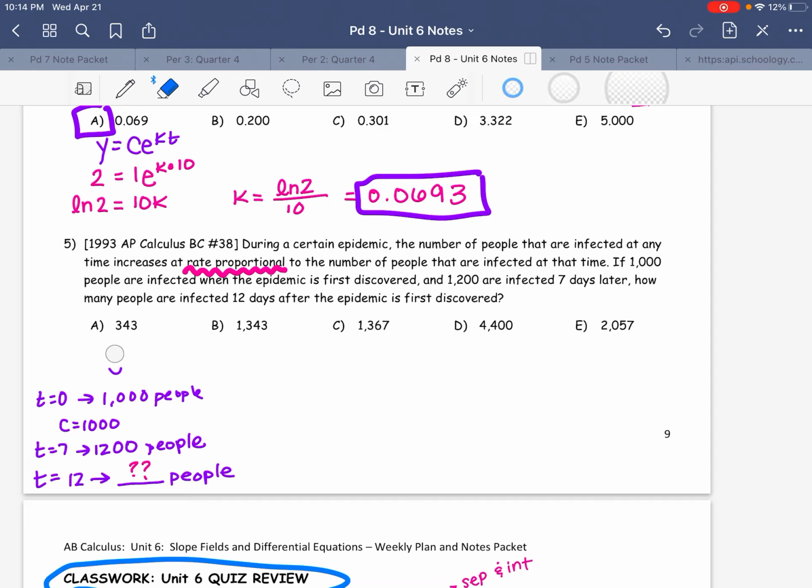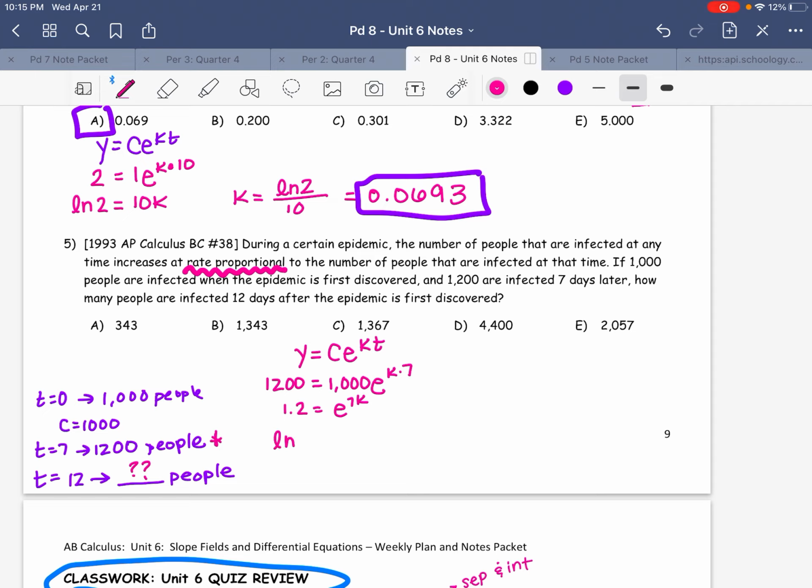So let's use our equation. Our equation is y equals CE to the KT. And let's plug in things that we know. Well, we know that the initial amount is 1,000. That can go in for C. And I don't know what K is. I'm looking for K, but I can use this condition here that at time is 7, so K times 7, I have 1,200 people infected. Okay, so now I'm going to try to solve this for E. I can divide both sides by 1,000, and then I'm going to have 1.2 equals E to the 7K.